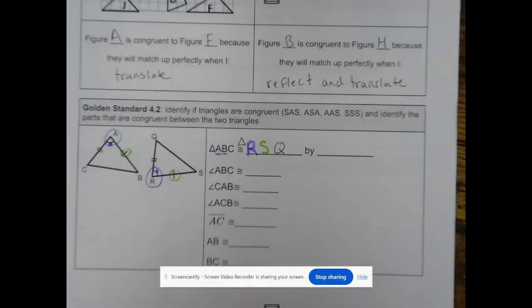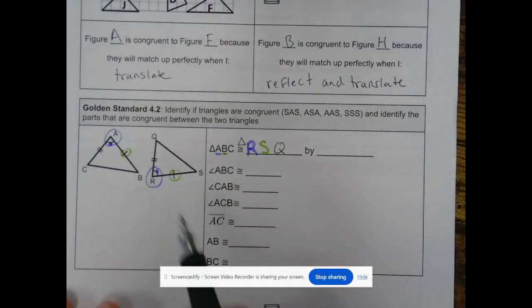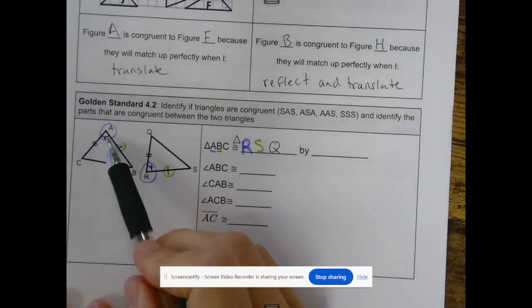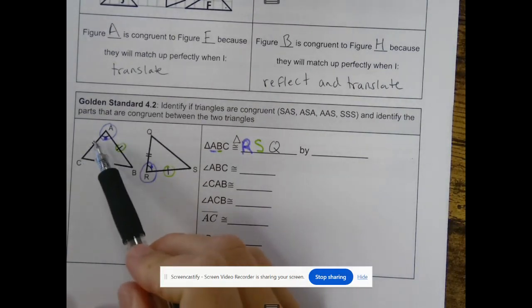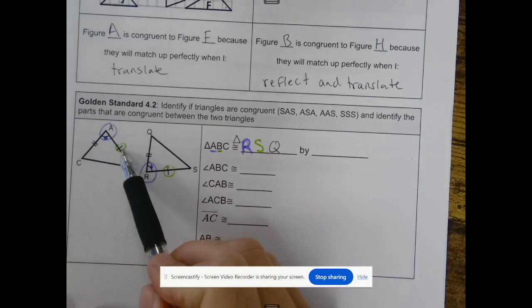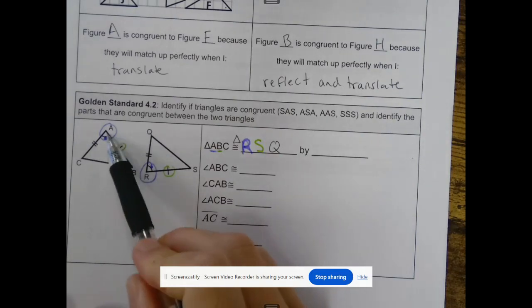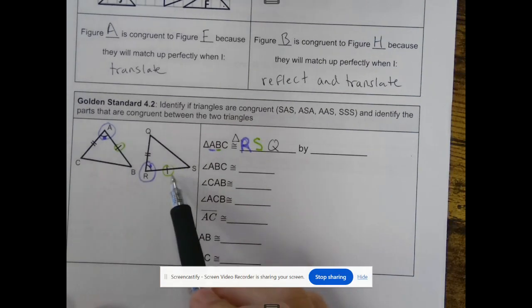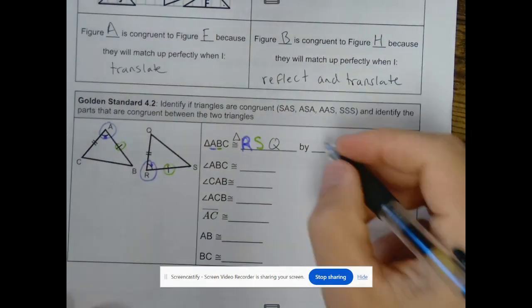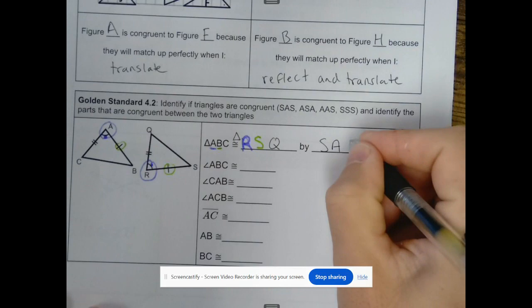Now, how are they congruent? What markings do we see here? I see a side marked, an angle marked, and another side marked. As I read around the triangle, I see side, angle, side. Two sides marked, one angle. The angle is between the two sides. So these two are congruent by side, angle, side.